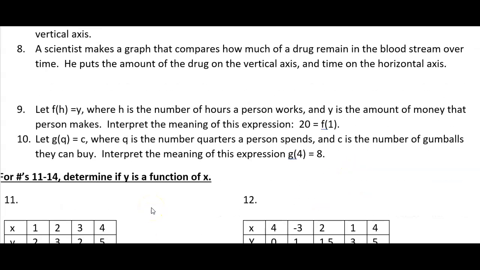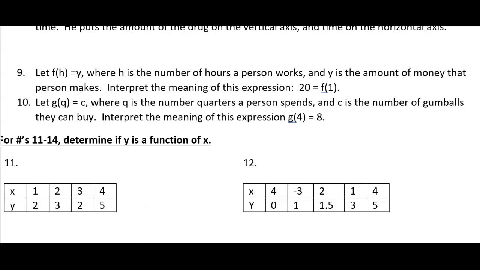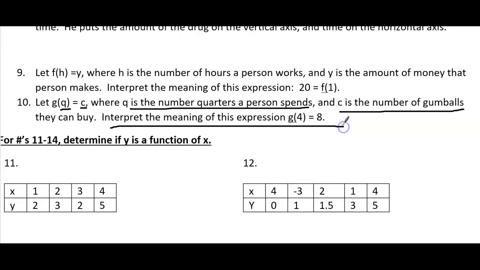Let's go ahead and take a look at number 10. G of Q equals C. Q represents the number of quarters a person spends, so whatever's in the parentheses tells us how many quarters a person is spending. And C is the number of gumballs that they can buy. So this is how many gumballs it can buy. So the one in parentheses is how many quarters. C tells us how many gumballs. So our job here is to interpret this expression.